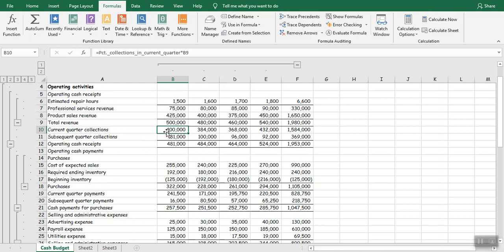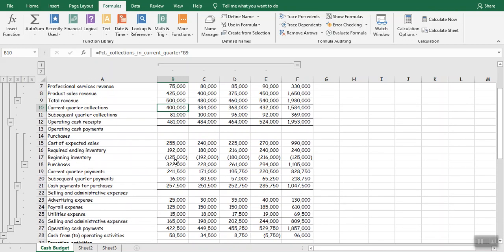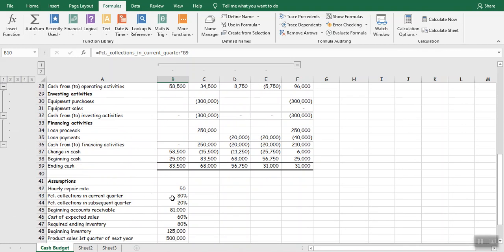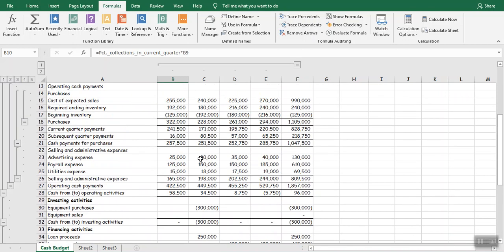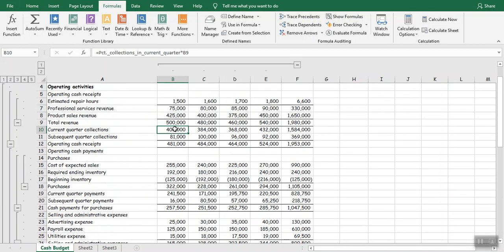As a matter of fact, in the current quarter, we're only going to collect 80% of what we sell. This is an estimate, right? This is a budget, based on historical data that we know. Typically, we only collect 80%, so we only want to put 80% here. You could do 80% times B9, but because we're using named cells and we have the 80% down here, that's a more efficient way of doing it in a real world situation. So each of these is 80% of the revenue.